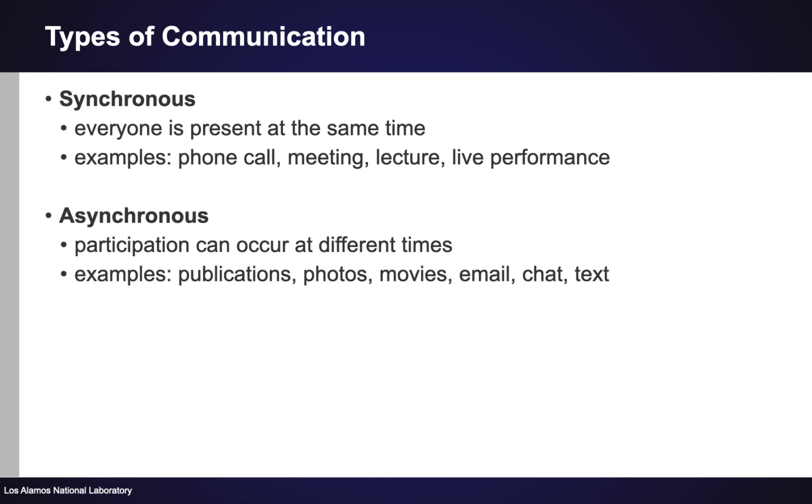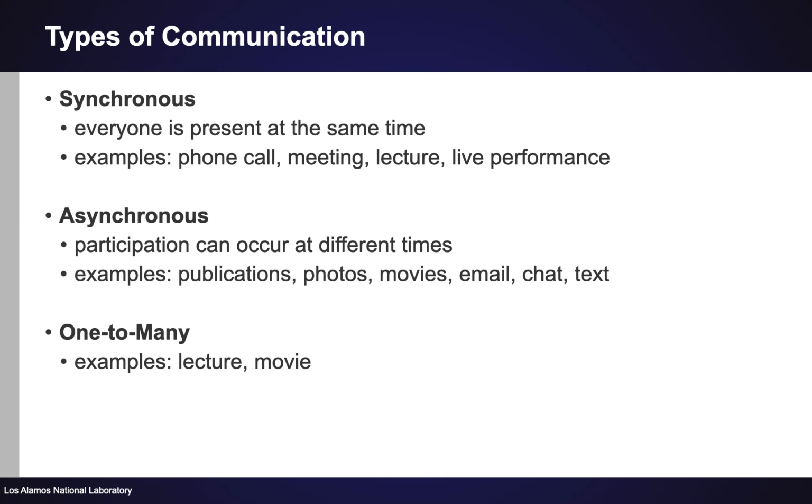Asynchronous communication is where participants come and go at different times. You could think of a technical publication: you write it once, many people read it at different times. Photos, movies, emails, chat, text. These are all examples of when you can save something and someone else can view it later and get information. You can also think about what the dissemination level of information is.